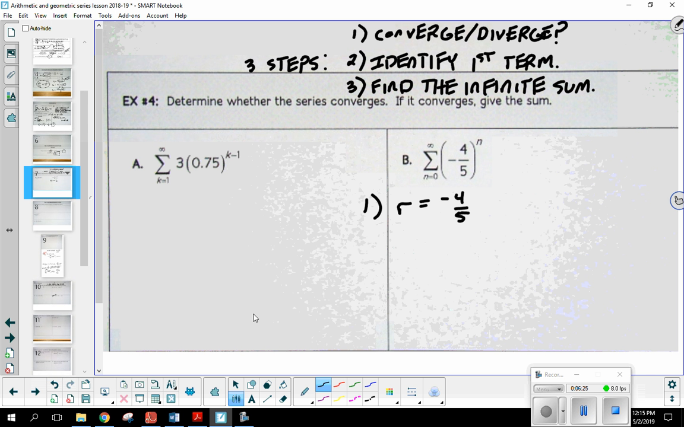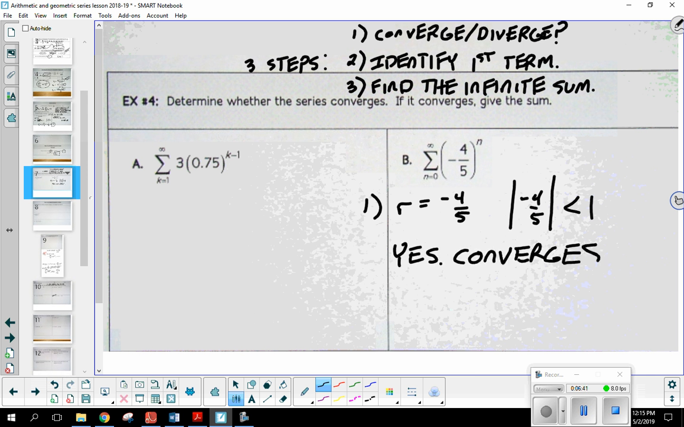So all it has to do is satisfy that condition. Is the absolute value of negative 4/5 less than 1? Yeah, 4/5 is less than 1. So because that's true, I know it converges, and we can actually find the answer. Now remember, if it diverges, problem is over, can't use the formula. Well, let's go to step 2 here.